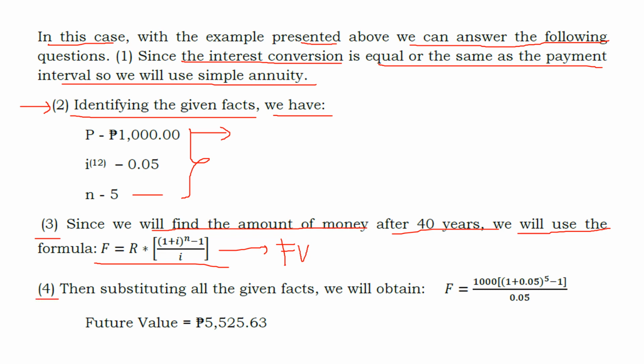And for number 4, substituting all the given facts, we will obtain, so we just simply substitute all the given values from the example presented a while ago, that your F now is equal to 1,000 multiplied by 1 plus 0.05 raised to 5 minus 1 all over your 0.05. Now, your future value is 5,525.63 pesos. So this will be your future value for this given example.